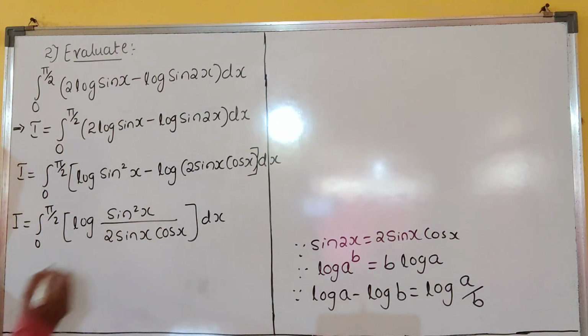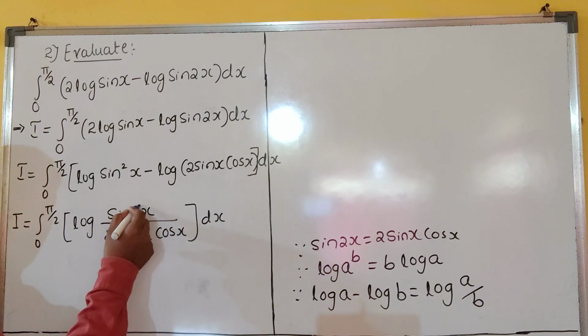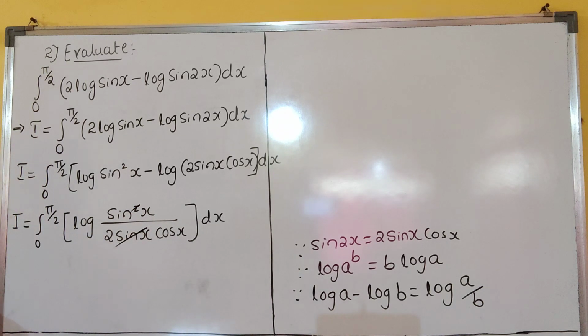So next step you see what we'll do. Sin x will get cancelled. So what are you left with now? Integral 0 to pi by 2. See here.